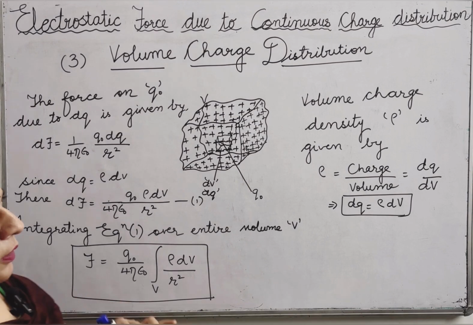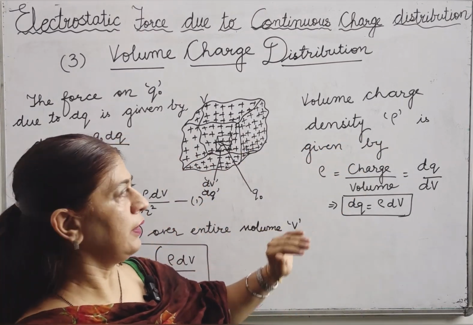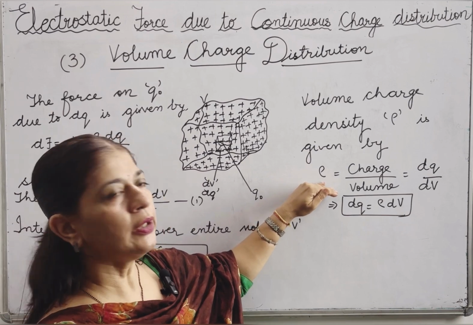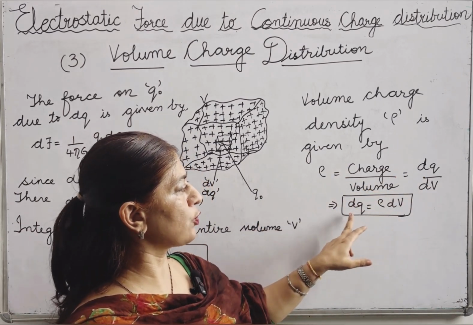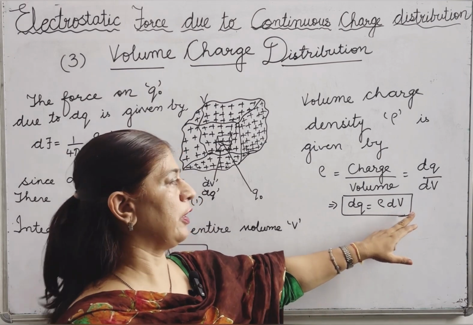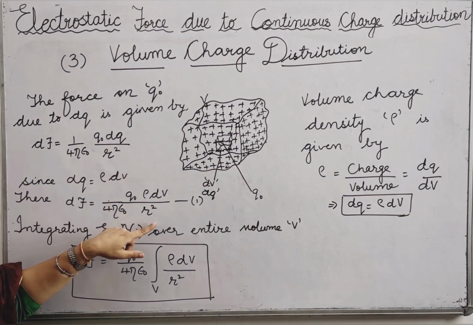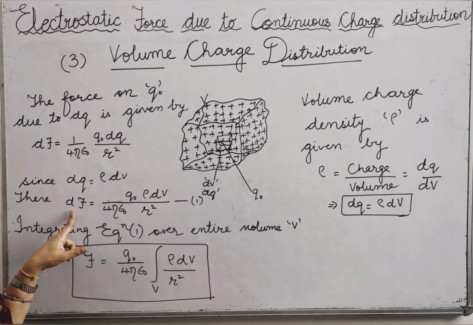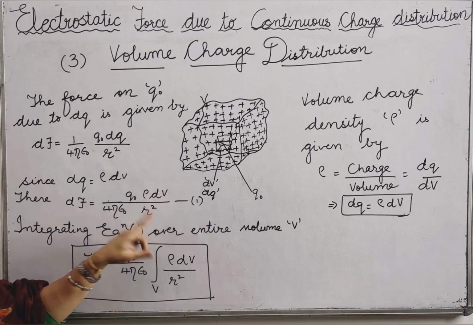Now, volume charge density is a term that is introduced here. This is denoted by rho. It is equal to charge over volume. It is equal to dq by dV. So dq comes out to be rho dV. Using this value of dq in this equation, we will get the small force dF equal to q naught by 4 pi epsilon naught, rho dV by r square.